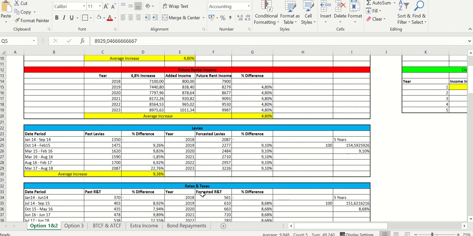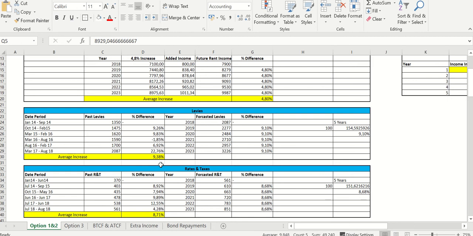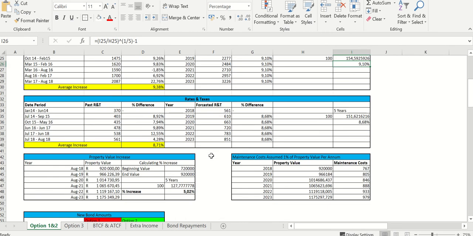For the levies and rates and taxes, the past data was considered, and the increase over that period was calculated, kind of seeing what the inflation was over that period. This was just for my own interest in terms of what the average increase was, and I actually found it was very close to what the price had inflated by during that period for both levies and rates and taxes. But I used 9.10% for levies and 8.68% for the rates and taxes.